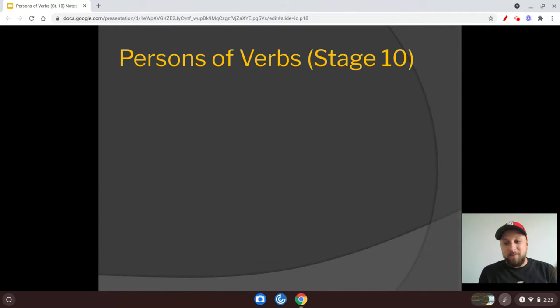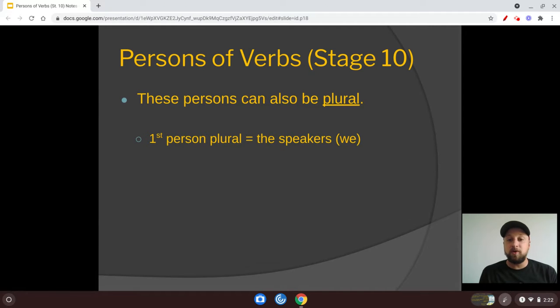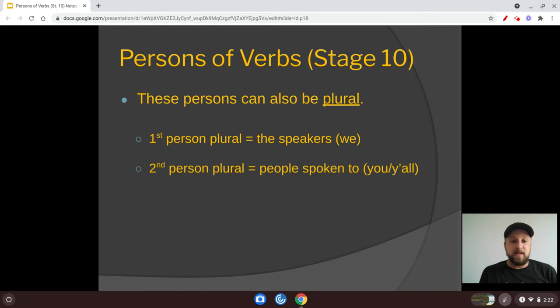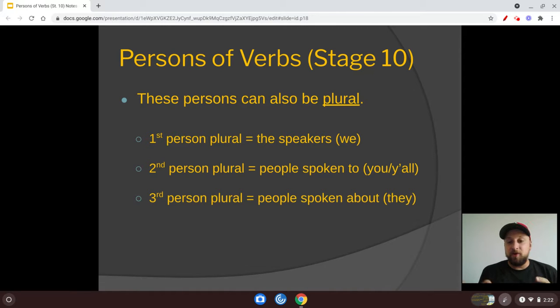But in stage 5, we learned one of these plural forms, and in stage 10, we're going to get the other ones. These persons can also be plural. So first person plural includes the speaker with other people, and we use the word we in English to express that. Second person plural would be the people that you're speaking to, more than one person. In English, it's just you or you plural, but in other classes like Spanish and so forth, people say you all or more than one of you. So if you want to use y'all, be my guest. And third person plural, you're speaking about them. We learned that, the ending for they, in stage 5.